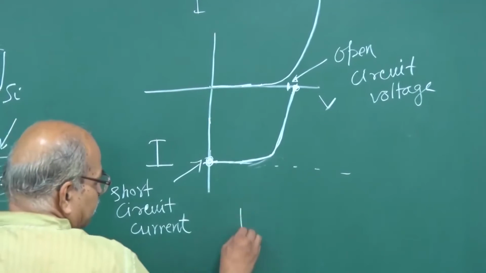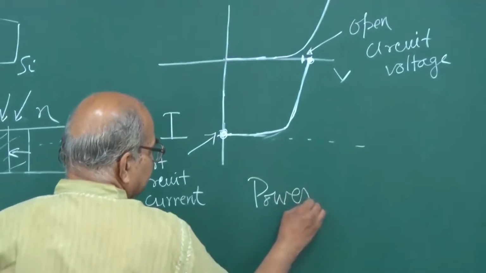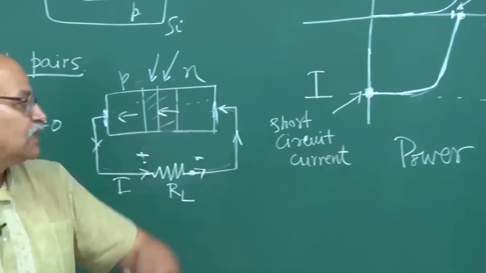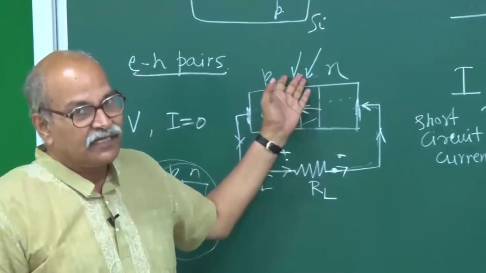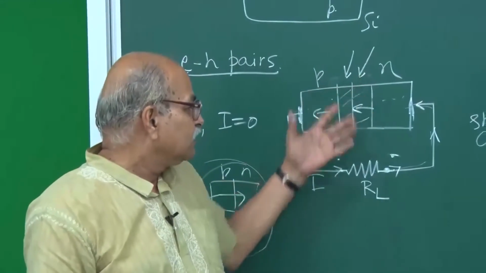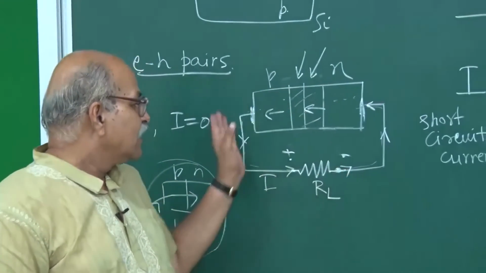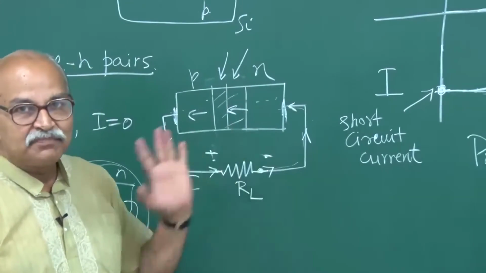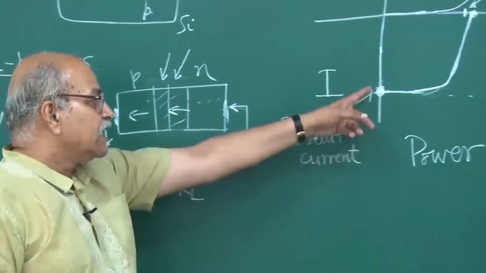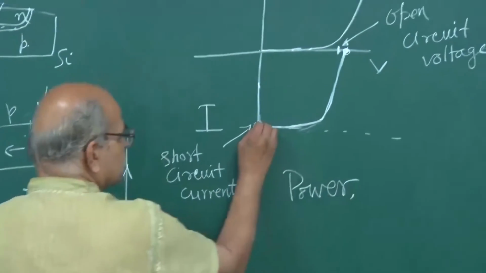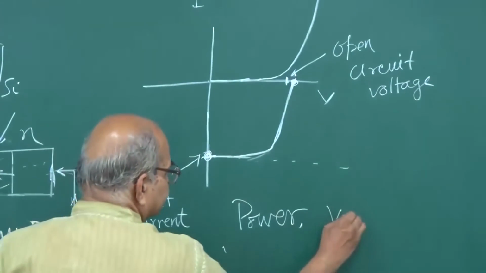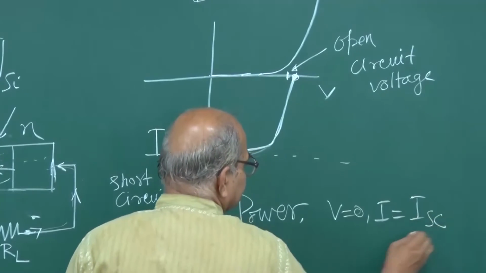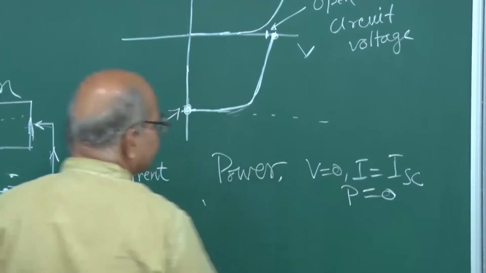What about power? Because we are interested in power. From solar panels, what we need is power. So, we have light, normally sunlight, falling on it, and then we put some load here so that we get some potential difference, we get some current, and so there is power. So, in this case, when V is 0 and I is equal to I short circuit, power is 0. V into I is 0.